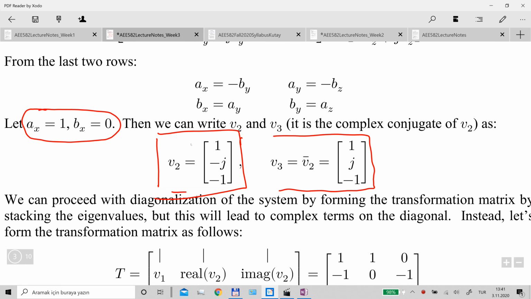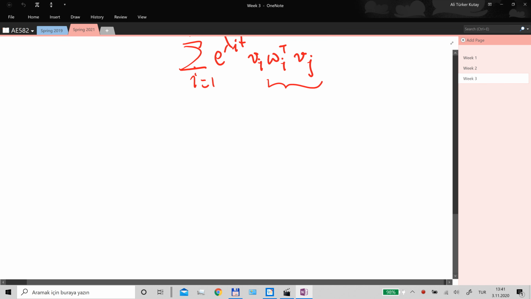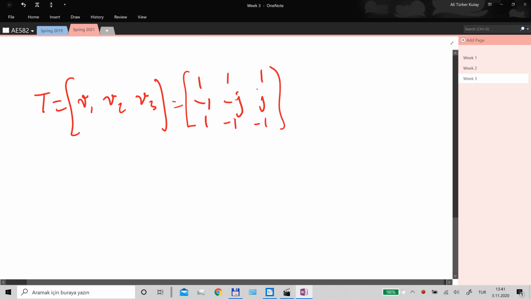If you put these three eigenvectors together to form the transformation matrix, the transformation matrix will become a complex matrix. So let me put that here. You put V1, V2, and V3 here. And if you put in the values we found, it's 1, minus 1, and 1 here. It's 1, minus j, and minus 1 here, and 1, j, and minus 1 here. Okay, so this is a transformation matrix. As you see, it contains complex terms.